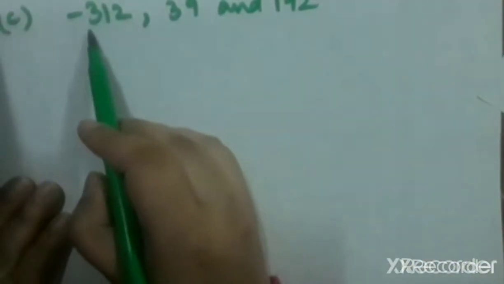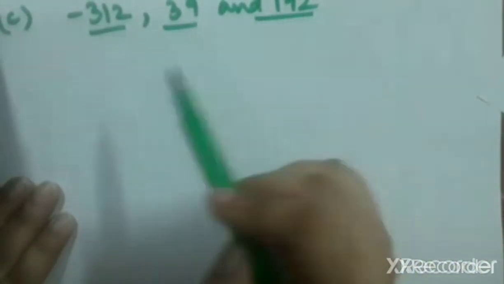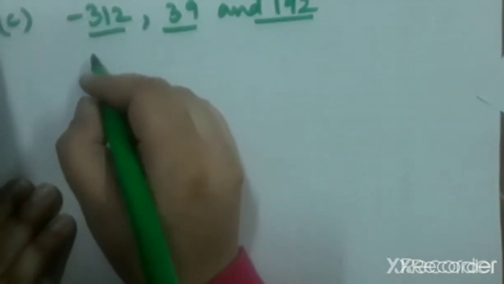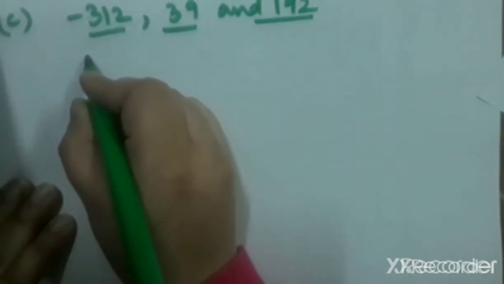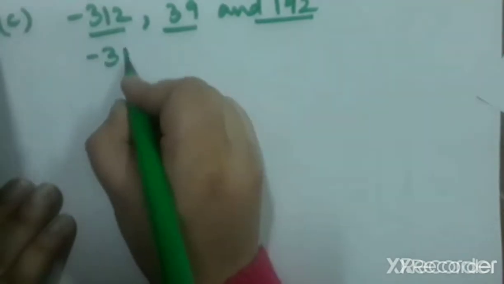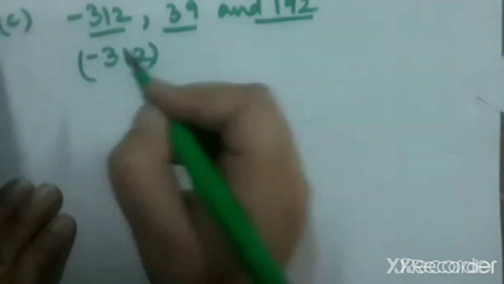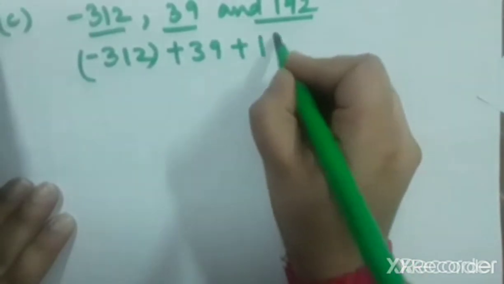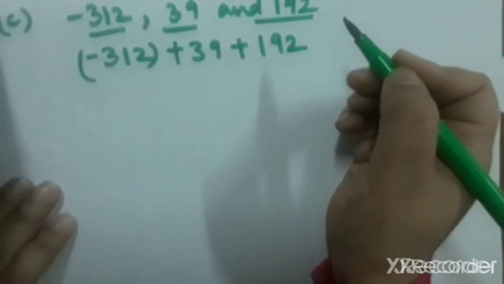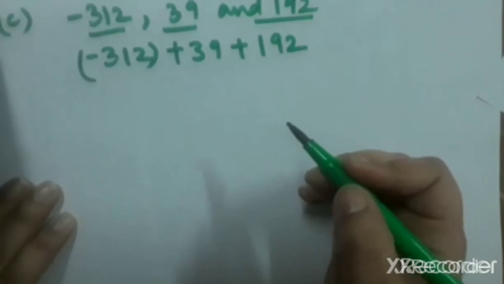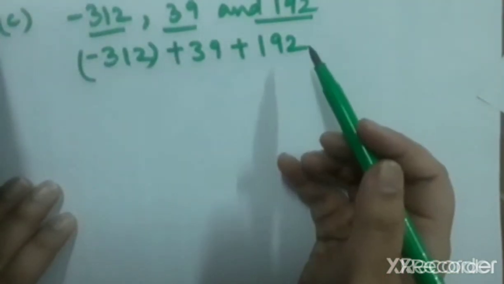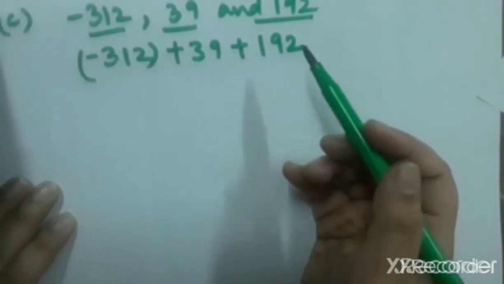Now children, here we have 3 integers that are to be added. Now let us see how to add when 3 integers are given to us. So first of all, I'll change this statement into mathematical form: minus 312 in a bracket plus 39 plus 192. Now this question can be done in so many ways. You can have a different way of doing this question, but at the end the answer should be the same.